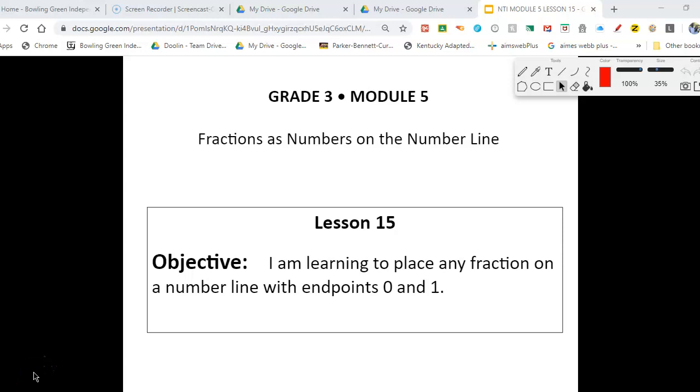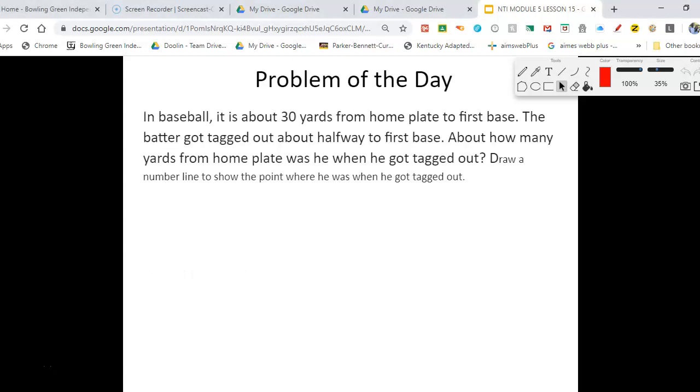Today we are going to continue to learn about fractions on the number line. We are learning to place any fraction on a number line with endpoints 0 and 1. This is a review of what we were doing when we ended in March. So let's begin with our problem of the day.